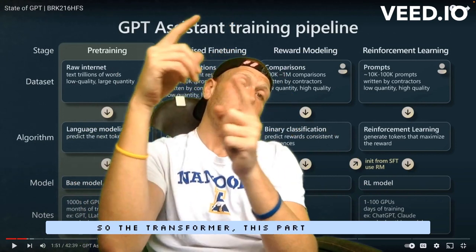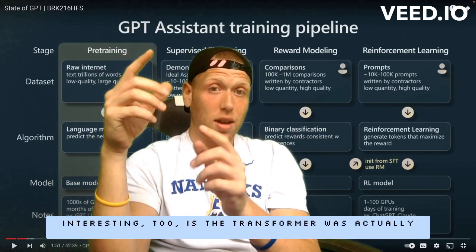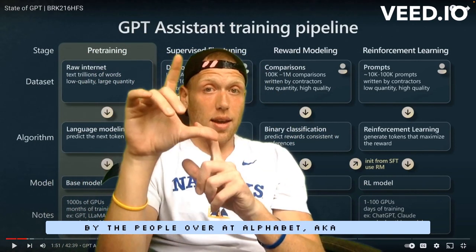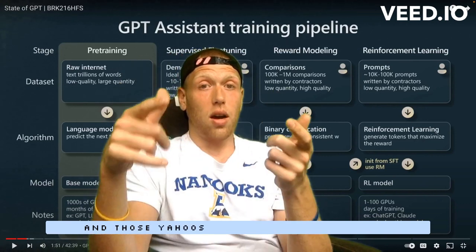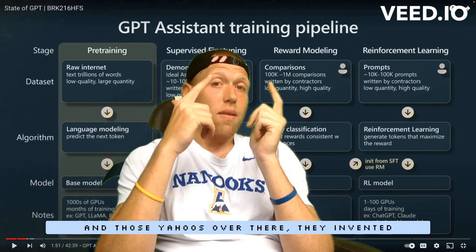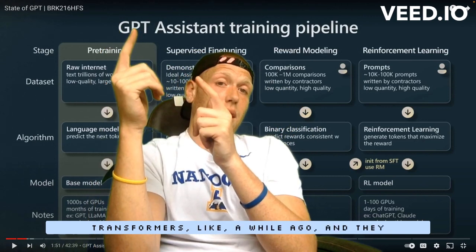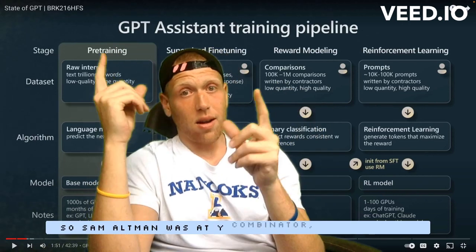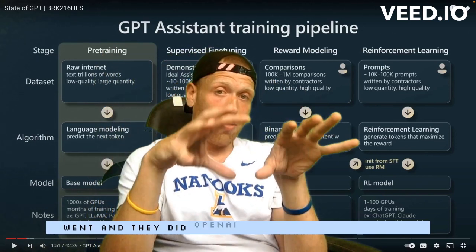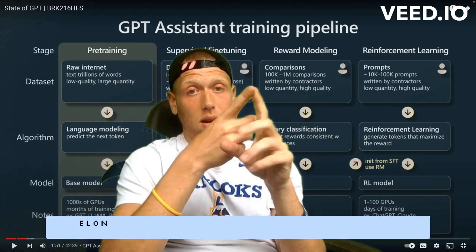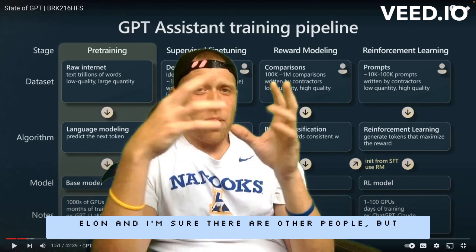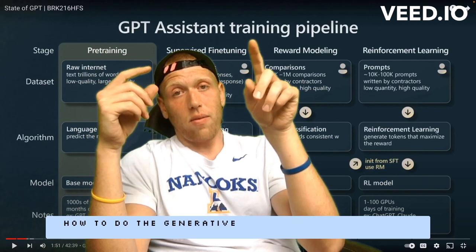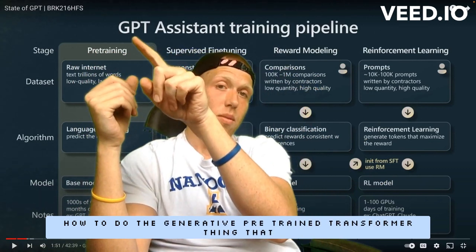So the transformer, this part's kind of interesting too, is the transformer was actually invented by the people over at Alphabet, aka Google, and those yahoos over there, they invented transformers like a while ago, and they didn't really do anything with them. And then, so Sam Altman was at Y Combinator, and then they went and they did OpenAI with some help from like Elon, and I'm sure there were other people, but Microsoft got behind this research lab, and then they figured out how to do the generative pre-trained transformer thing that everybody's playing with right now.